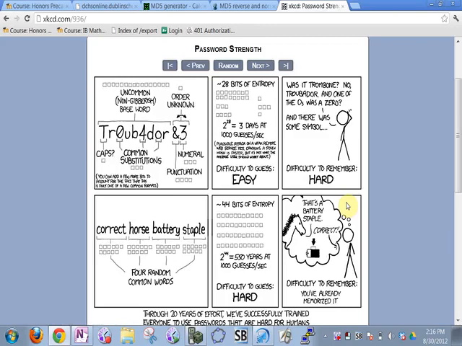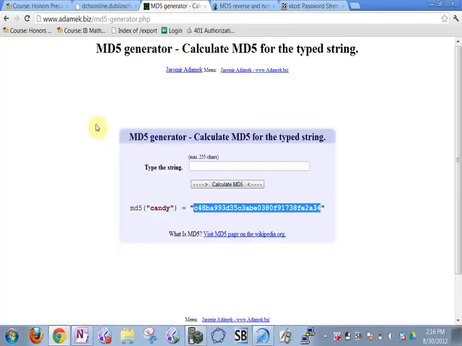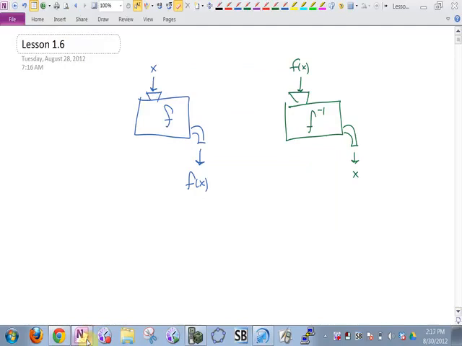This poor guy, can't remember. Was it trombone, troubadour, was it a 0? I have no idea. That's fascinating to me. Easier to remember, way harder to guess. 4 dictionary words.